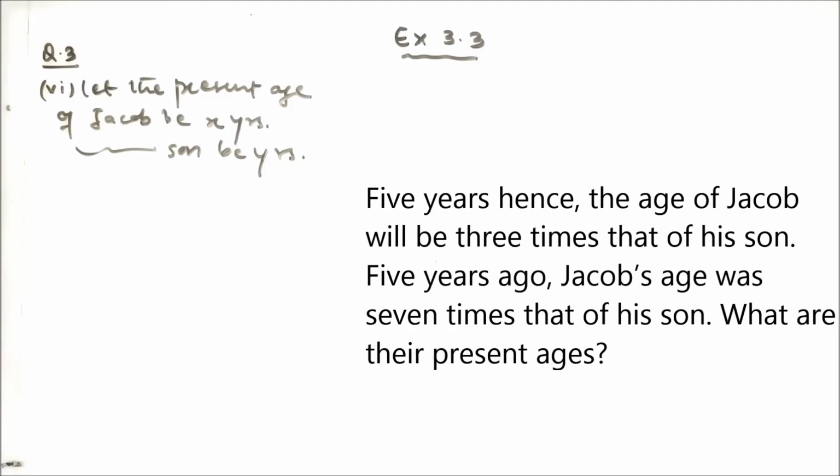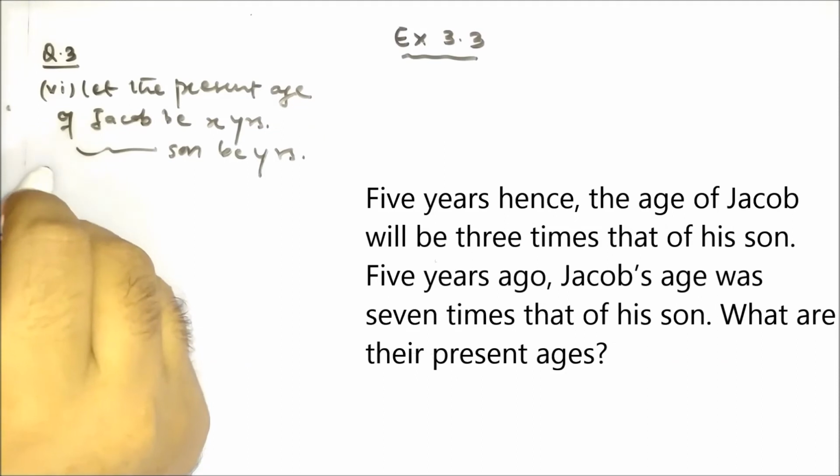Now the question says 5 years hence, meaning 5 years later. If you are having any problem with this word "hence", you can just read the later part of this. It says the age of Jacob will be... "Will" always denotes the future tense, meaning it is talking about 5 years later. Jacob will be 3 times his son.